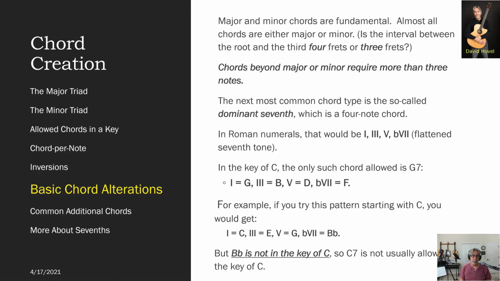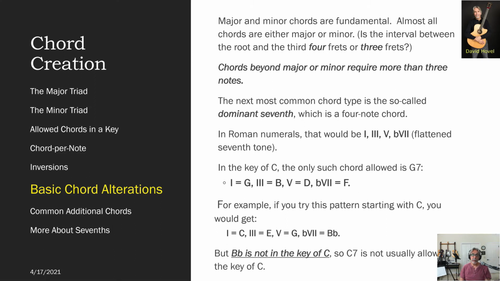Chords beyond major or minor, beyond the basic triads, require more than 3 notes. And the most common chord type is known as the dominant seventh. All sevenths are 4-note chords because you're going to get the 1, the 3, the 5, and the 7 in various forms. So in Roman numerals, the pattern for the dominant seventh chord is, as you see, 1, 3, 5, flat 7. Now, why is it flat 7? Well, we're going to get into that in a minute.